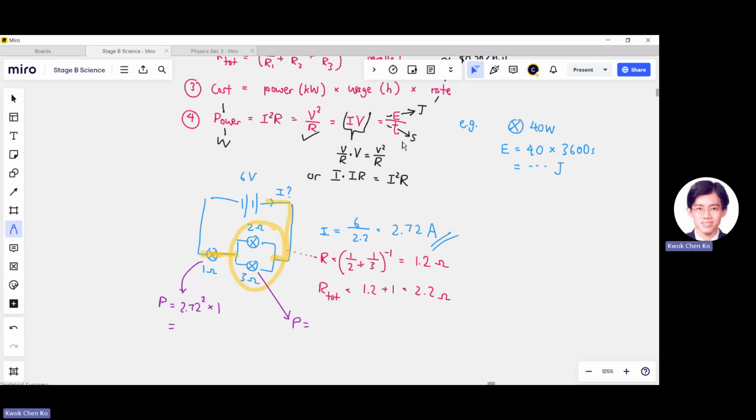Because you know the current and you know the resistance, the easiest is to use the first one. For the second one, this one, do you know the current through here? No. Why? It doesn't split equally. So it's not equal. This one is difficult.